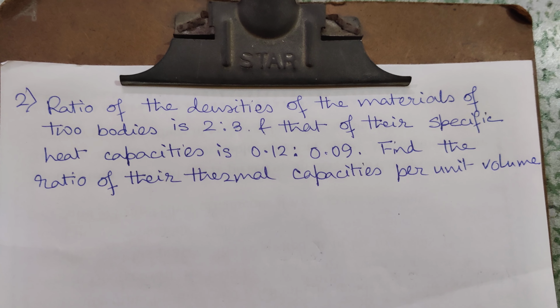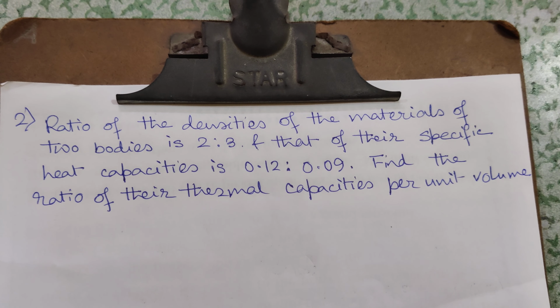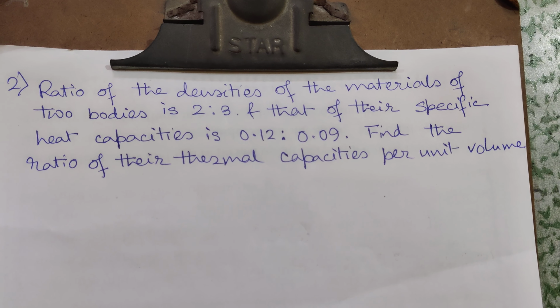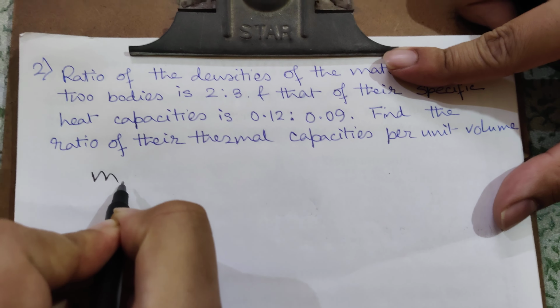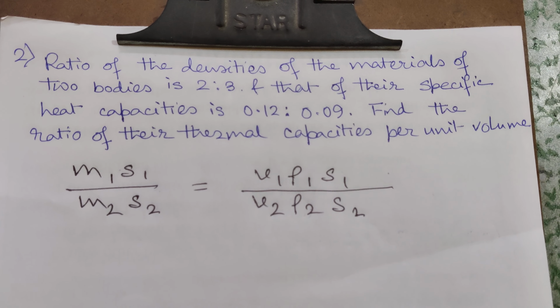Ratio of densities of the materials of two bodies is 2:3, and that of their specific heat capacities is 0.12 is to 0.09. Find the ratio of thermal capacity per unit volume. So M1 S1 by M2 S2, this is the ratio of their thermal capacity, and we know mass is equal to volume into density. That means V1 rho 1 S1 by V2 rho 2 S2. V1 and rho 1 are the volume and the density of the first substance, and V2 and rho 2 for the second substance.